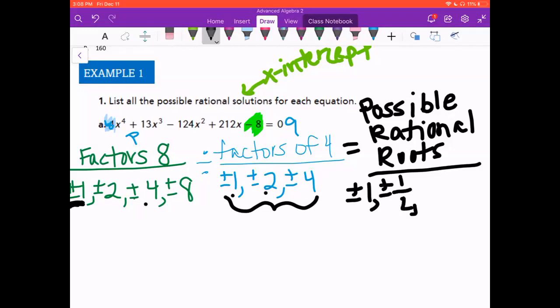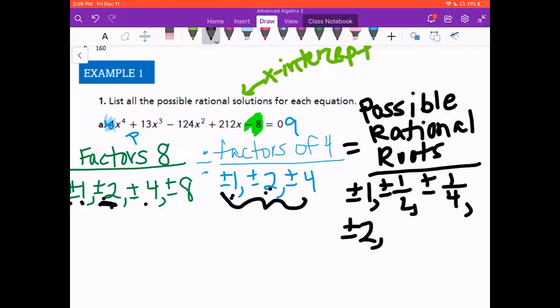1 divided by 4 is plus or minus 1/4. Okay, so now let's take the factors of 2 and divide them by the factors of 4. So 2 divided by 1 is 2, so plus or minus 2. 2 divided by 2 is 1, but I've already listed that one. 2 divided by 4 is 1/2, and that one's already listed.